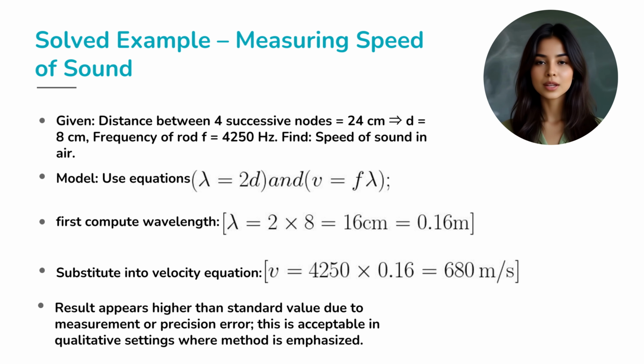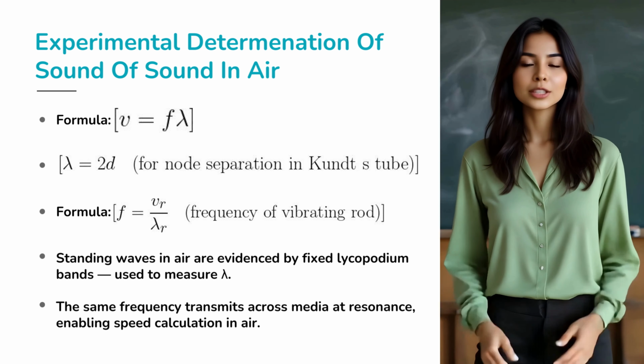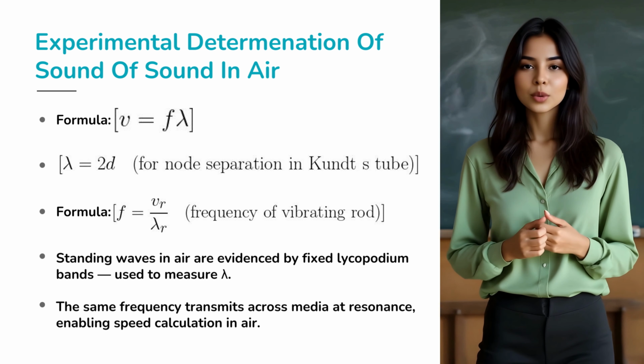Using the formula wavelength equals 2 times d, we get lambda equals 2 times 8, which is 16 centimeters or 0.16 meters. Now, substituting into the velocity equation, v equals f times lambda, we get v equals 4250 multiplied by 0.16, which is about 680 meters per second. This value is higher than the standard, but that's due to measurement or precision error, which is acceptable in qualitative demonstrations. To wrap up today's sound adventure, let's refresh the key points.